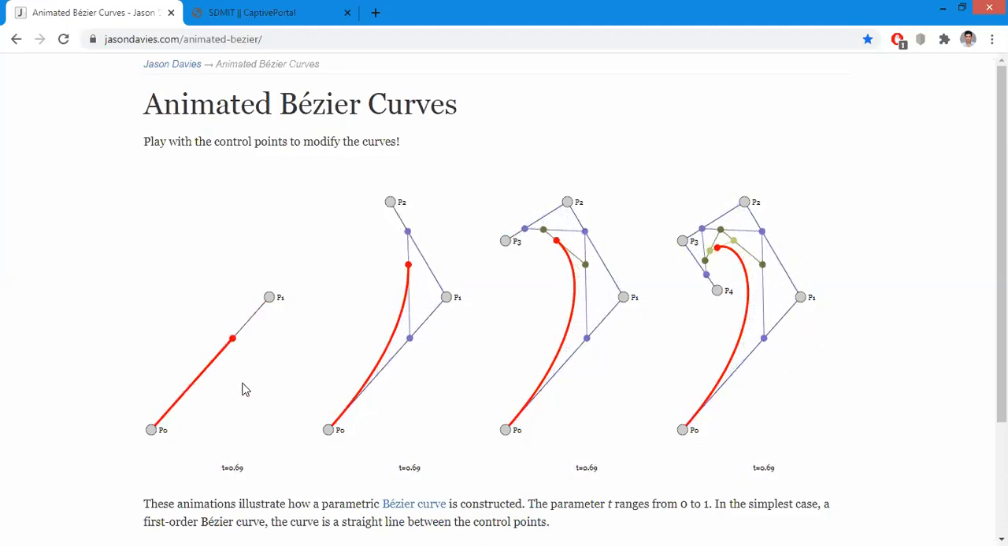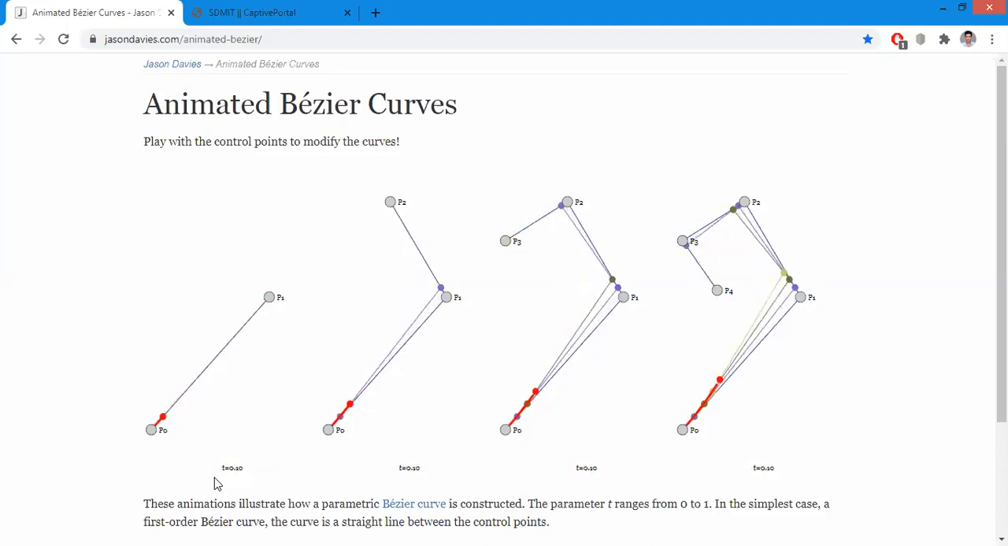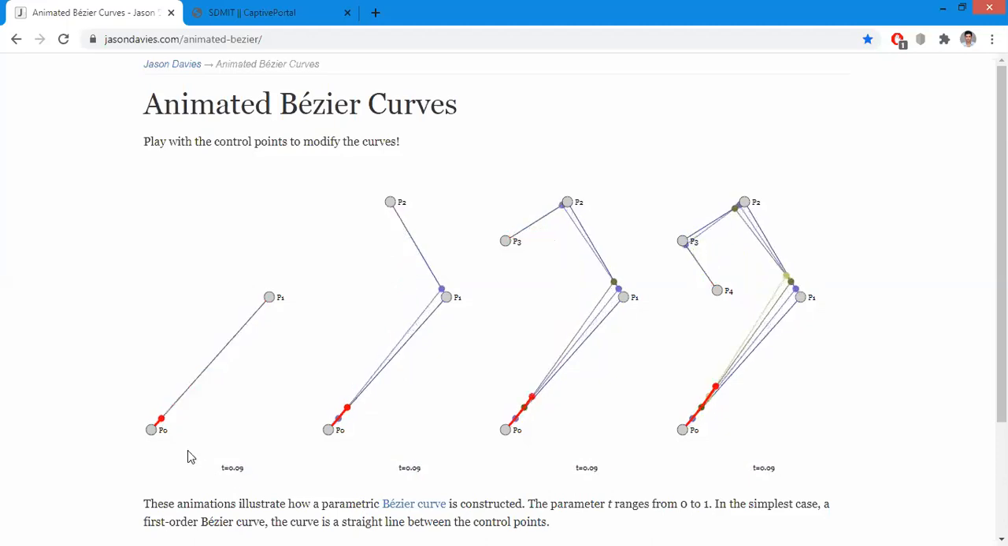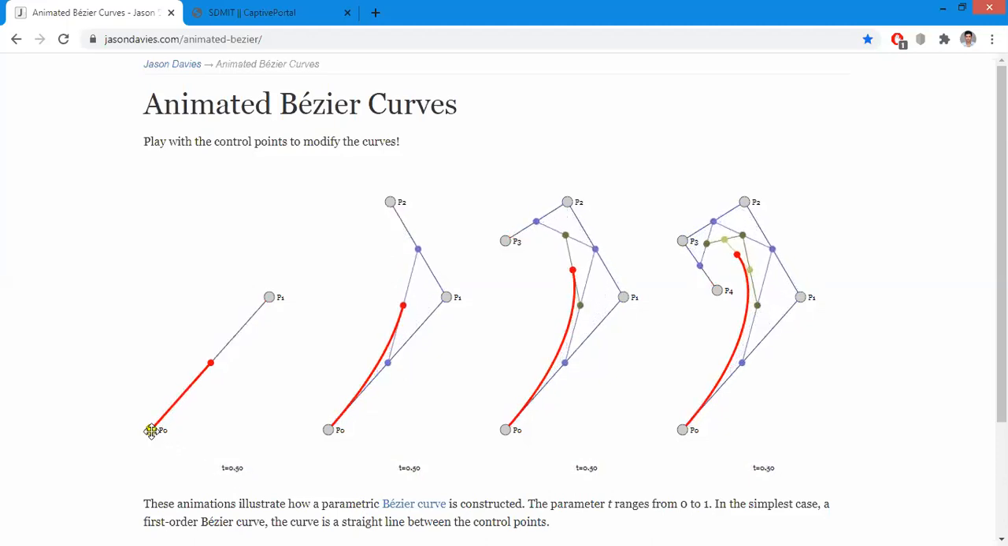You can see the difference between all of these, and you can see the value also, how it changes in every curve. It always starts from 0. Here it is 0, then it goes to 0.44, and when it reaches P1, it will be 1.